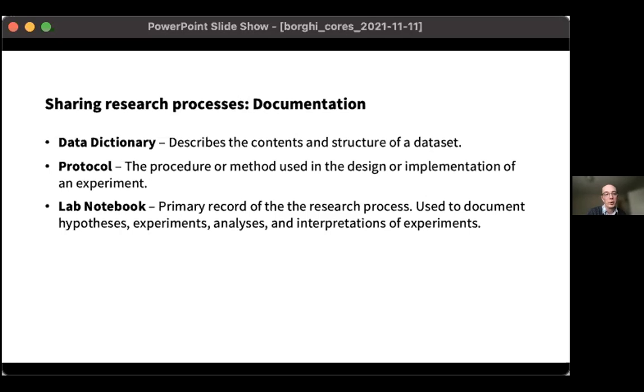We can share our protocol, so exactly the procedure or method used. We can share data dictionaries, which are descriptive documents that talk about what is actually in those data sets that we're sharing. Depending on our disciplinary communities, we can share lab notebooks or other documentation. A lab notebook in some spaces in science is really the primary record of the research process and the data and the analysis and everything.